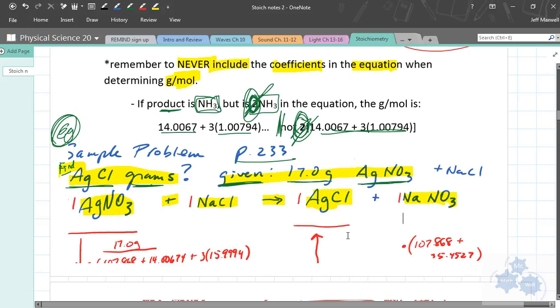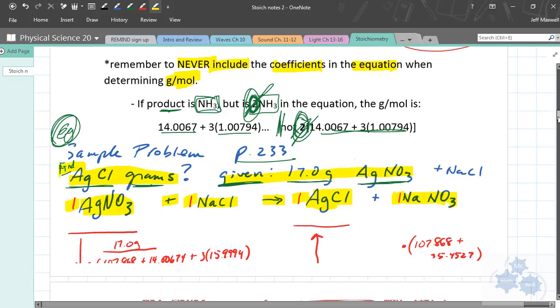Okay, so what we want to do, first of all, is make sure that we have a balanced, properly written chemical equation. If we take a look, I've done some of this work for you already. For Ag, we have 1 and 1, Cl, 1 and 1, Na, 1 and 1, NO3 and NO3. So the ratio is 1 to 1 to 1 to 1. This is a super simple one. This is going to be easy.